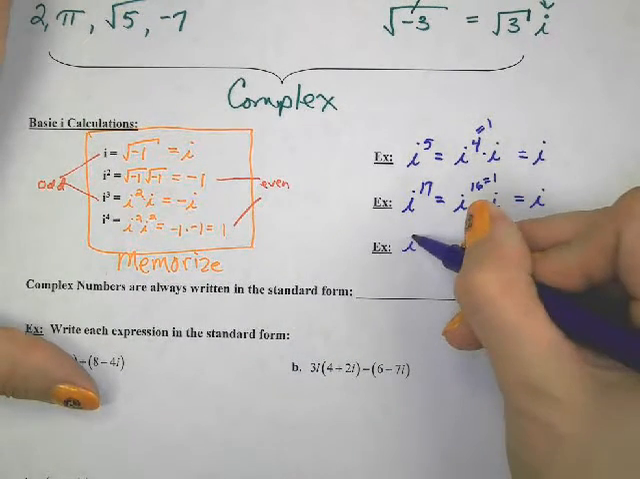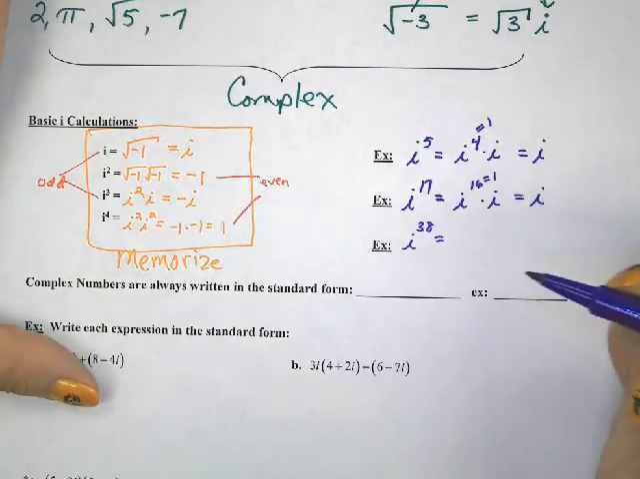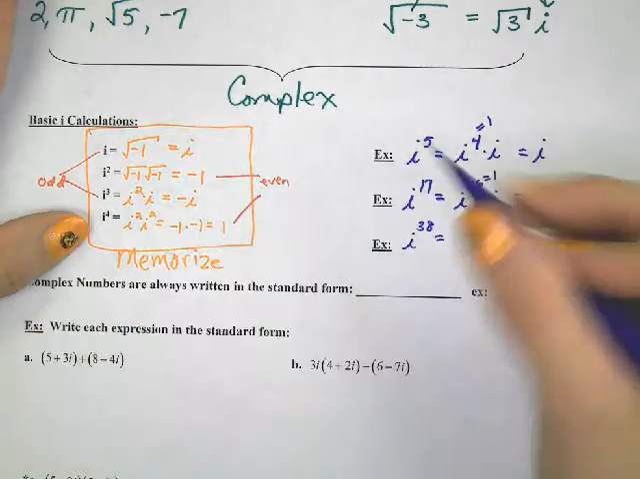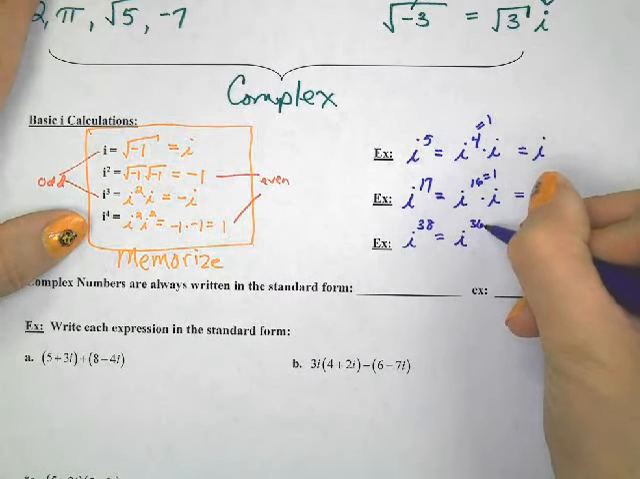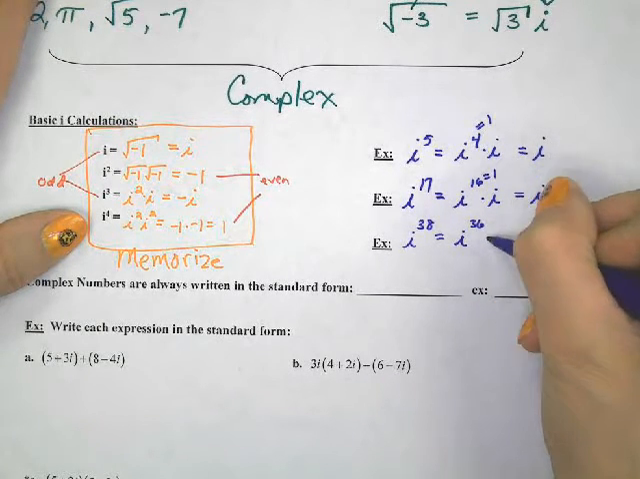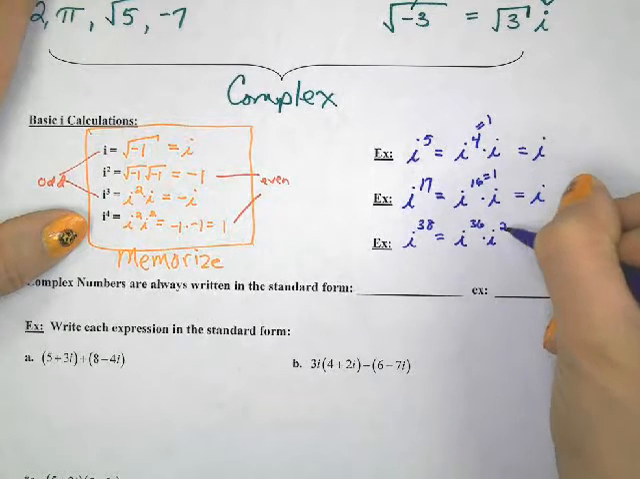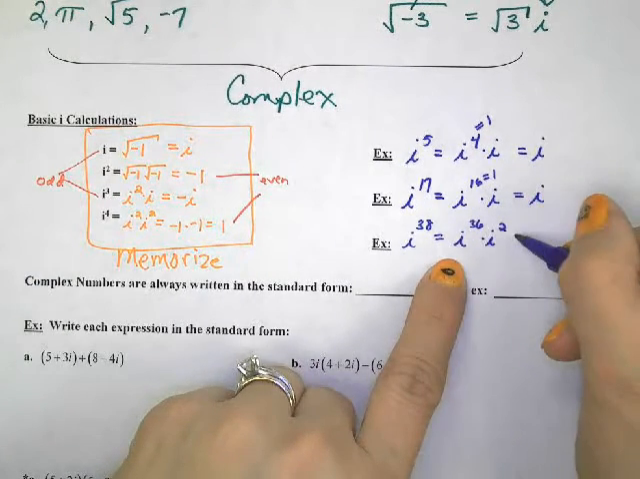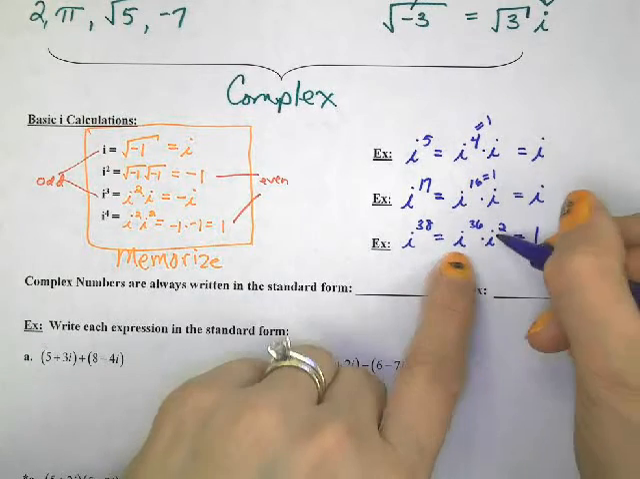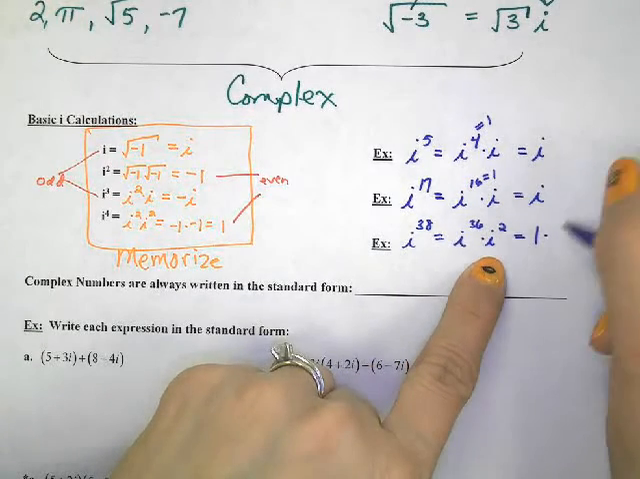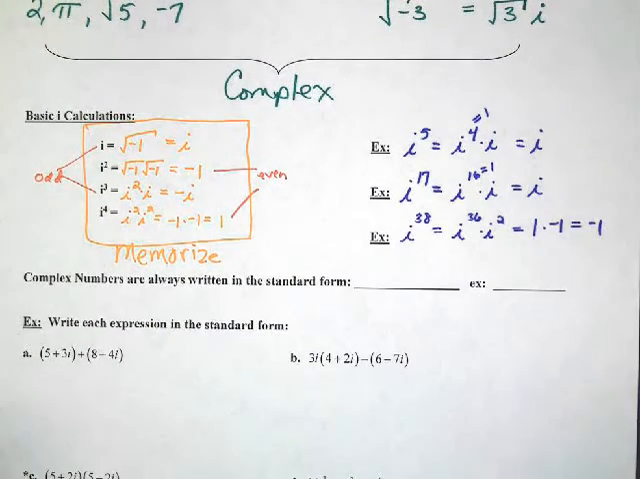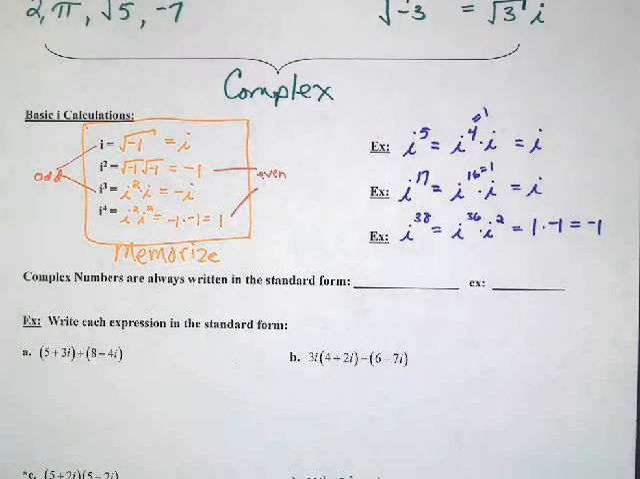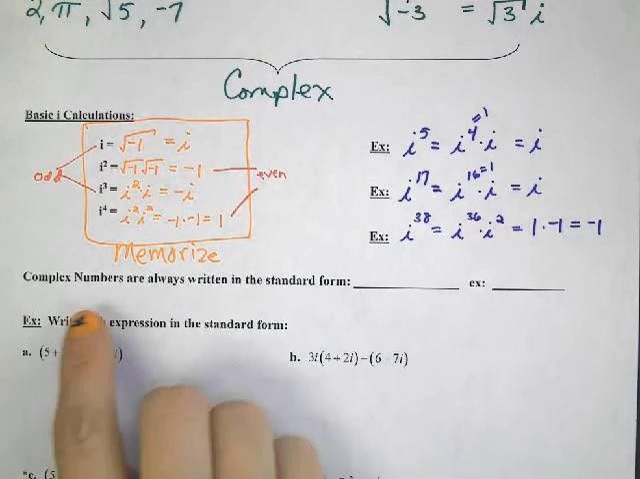All right, what if we have i to the 38th power? Let's find a multiple of 4. i to the power of 36. Isn't that 4 times 9? But then there'd be 2 i's left over. So i to the 36th, this just makes a 1. And when I say i squared, you say negative 1, which makes 1 times negative 1 a negative 1. Okay? If you're having trouble with this, ask me to explain it again tomorrow when we're working on our problems.